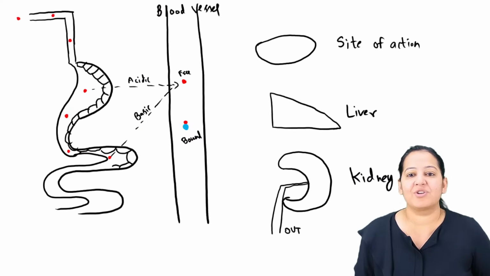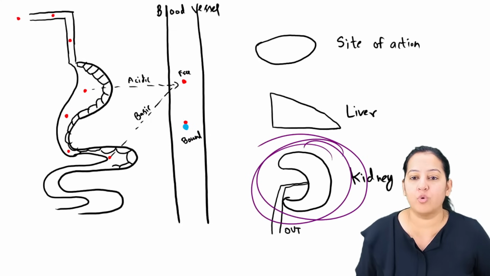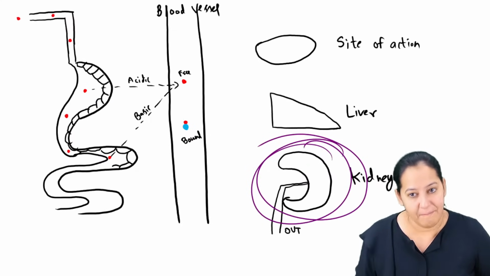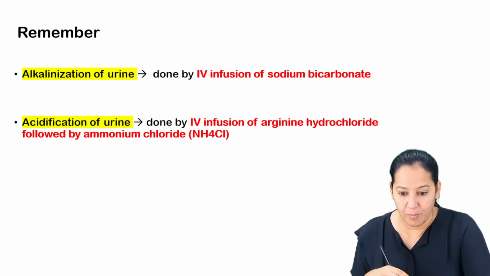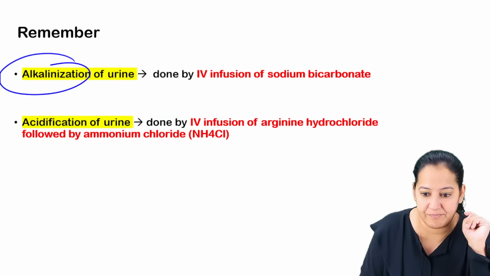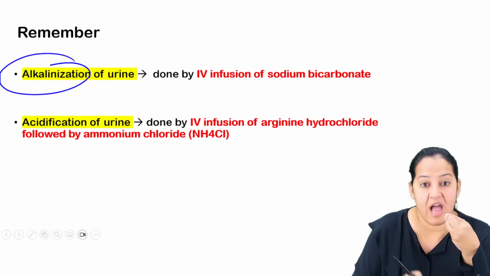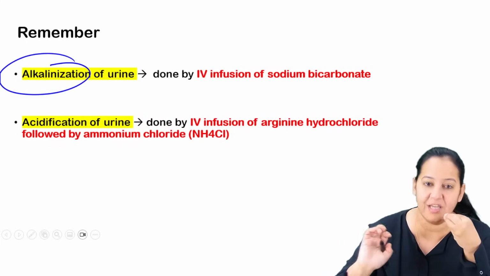Now the next question: how to acidify the urine and how to basify the urine. By our choice, I can change the pH of the urine. How? If the patient has taken an acidic drug, I want the drug to get excreted, so I want to make the urine basic.